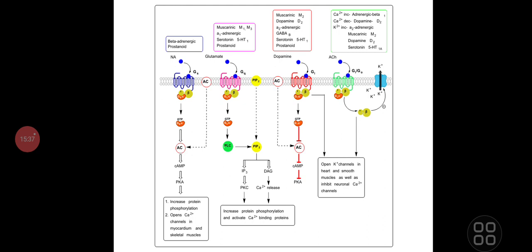It is present in the membrane, and this activated adenylyl cyclase converts ATP to cyclic AMP. Cyclic AMP here is the second messenger, and this cyclic AMP activates protein kinase A. As the name indicates, kinases are those enzymes which are responsible for phosphorylation. So PKA increases protein phosphorylation and also opens the calcium channels in the myocardium and skeletal muscles. The receptors that come in this category are beta adrenergic and prostanoid receptors.